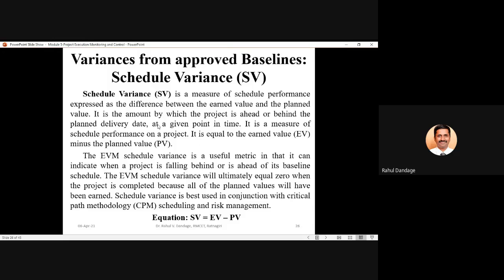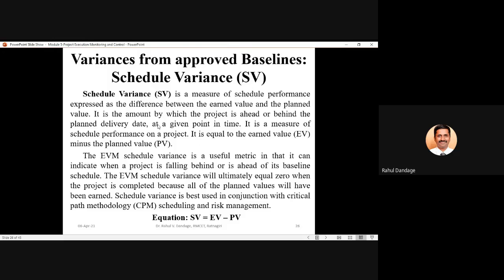So schedule variance, SV, is a measure of schedule performance expressed as the difference between earned value and planned value. Whenever we want to calculate the schedule variance, we should take the subtraction between earned value and the planned value. It is the amount by which the project is ahead or behind the planned delivery date at a given point in time. It is a measure of schedule performance on a project. It is equal to earned value minus planned value.